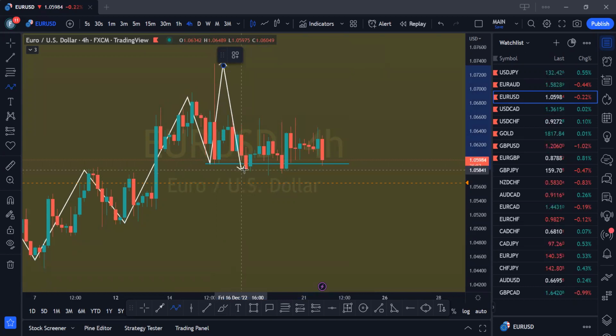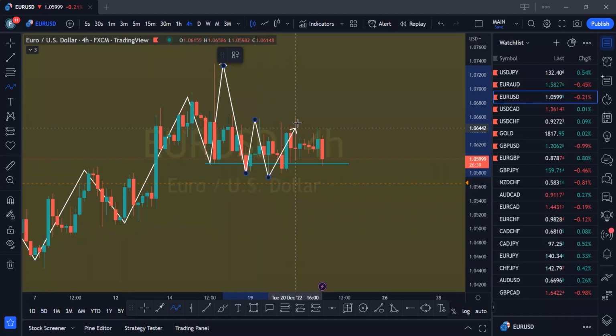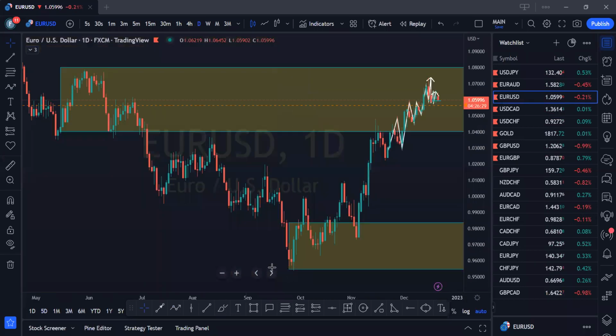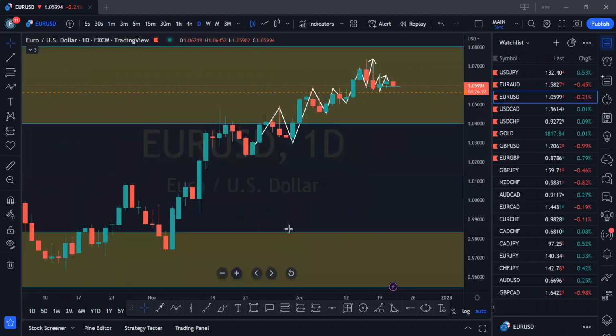All right. So we have this. We have a bit of retracement here. Okay. And then we have this. So price in this zone has been ranging ever since. Okay. If you go to the daily charts, it will possibly be a bit more clear.